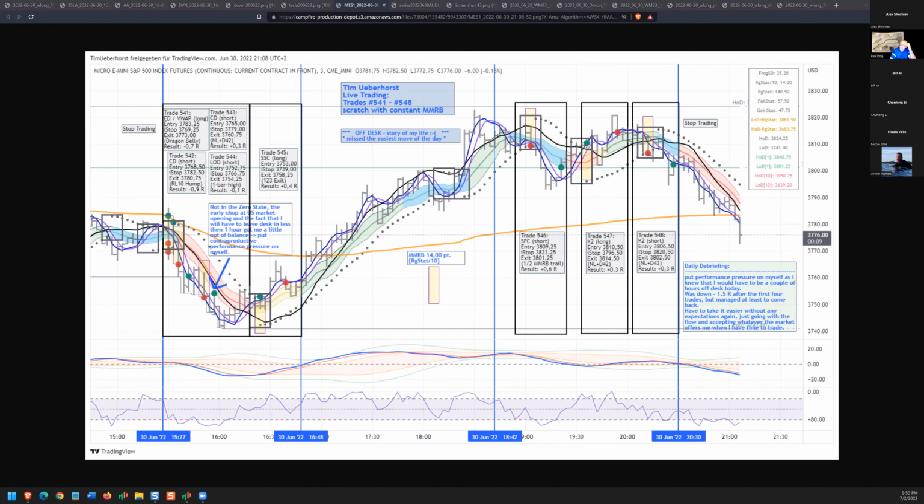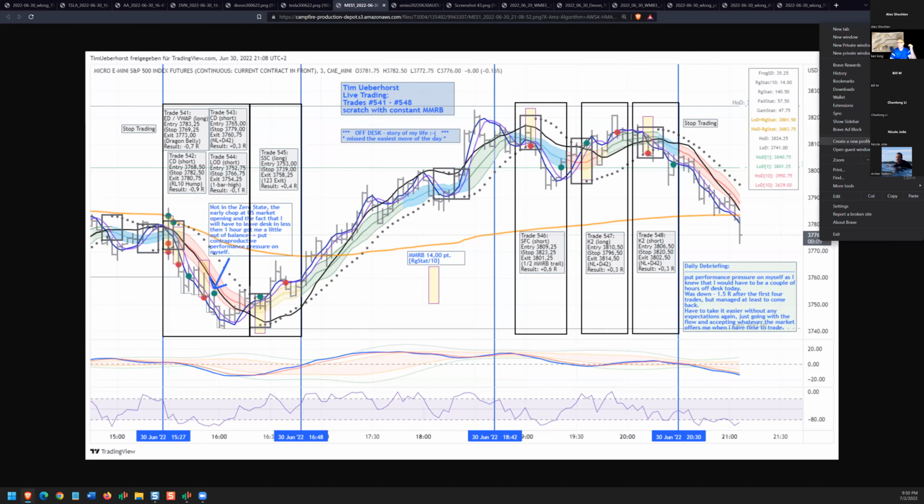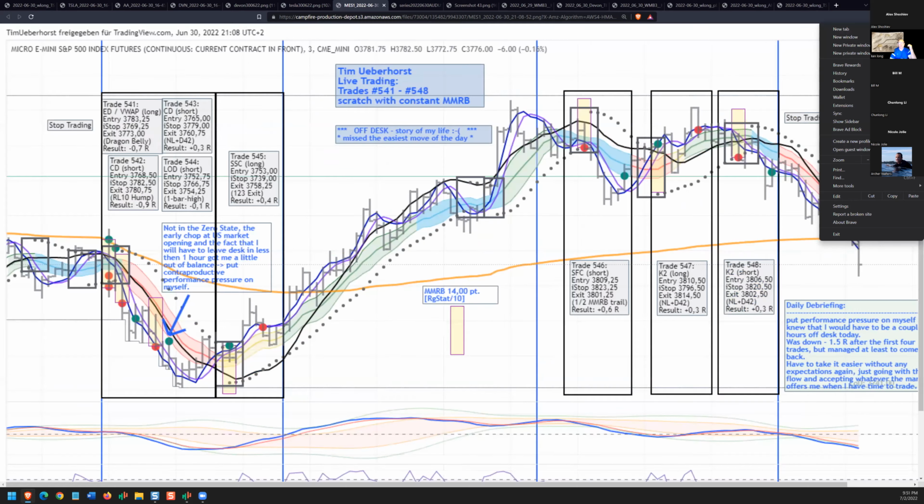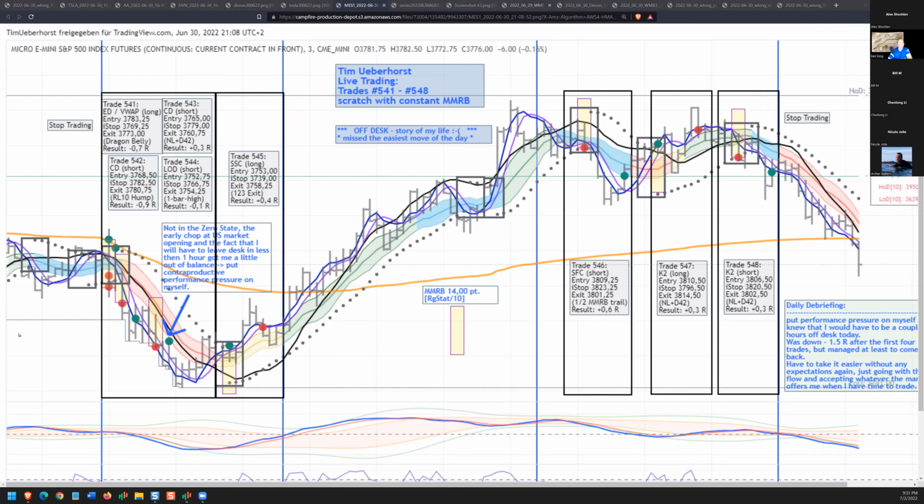This is Tim. Overnight trade in the micro S&P. Let's see, where's his start trade? Oh, he's off the desk here in the middle. Yeah, all right. So he's on the threes. S&P E-mini.